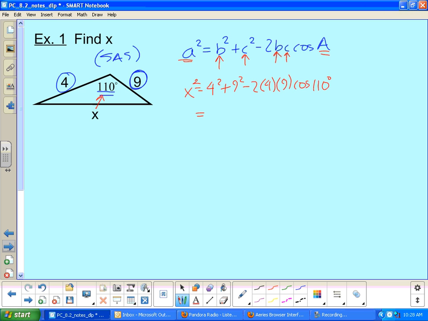All right, so then we take 16 and 81 minus, we got 6, we got 8, 9 minus 72 cosine of 110. So be careful now how we put this in the calculator. Don't try and do it all at one time, because you're going to probably make a mistake. What I would do is I would put in cosine of 110 first, get that number, and then times 72. That's what I would do. So somebody's going to tell me what that number is. Cosine of 110 times 72.